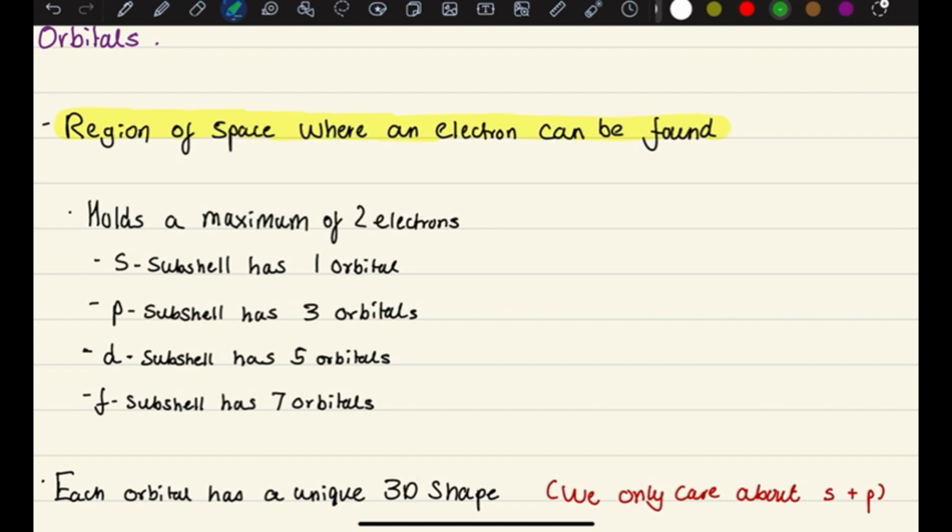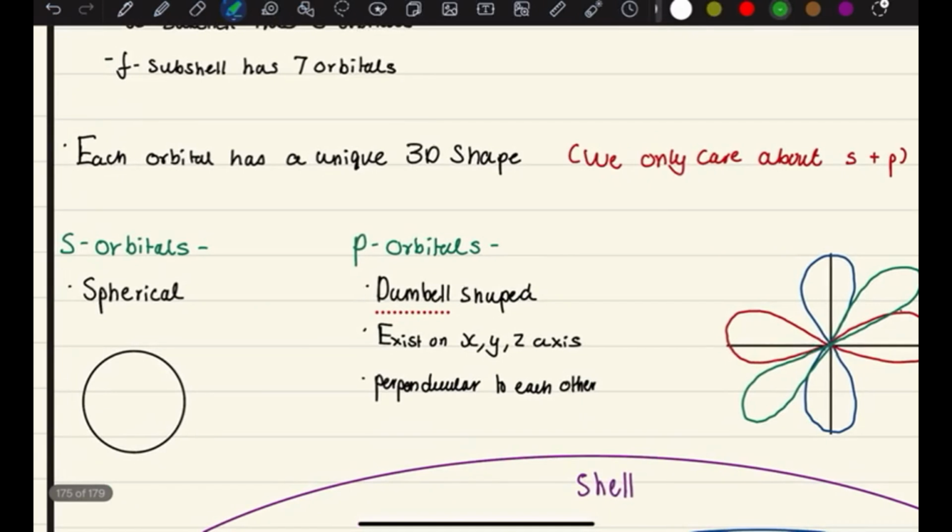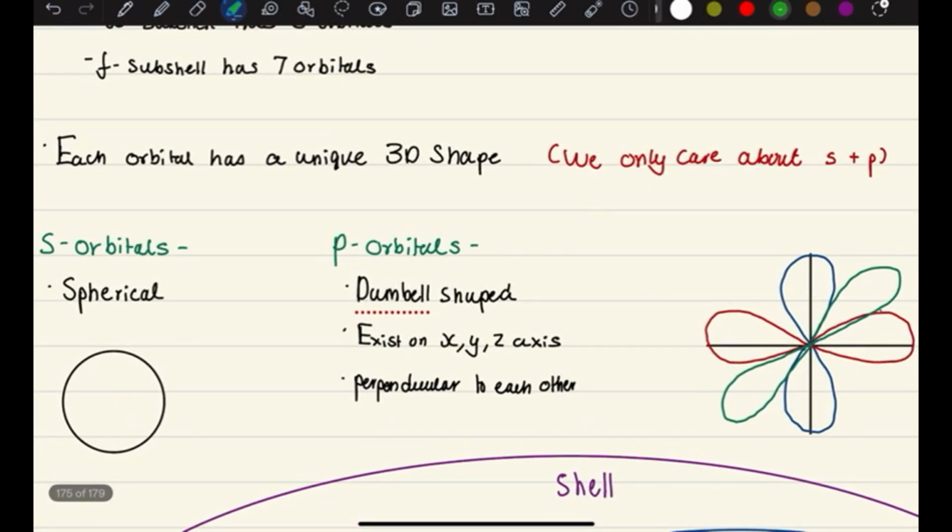Yeah? Now, orbitals have a specific, unique 3D shape, but your specification, thank God for this, they only ask you about S and P. That's the only ones they want you to know. So we'll learn them. Your S orbitals, spherical, blessed, yeah? Completely blessed. Your P orbitals are dumbbell shaped, so 3D dumbbell shaped. Yeah, and they exist on an X, Y, and Z axis.